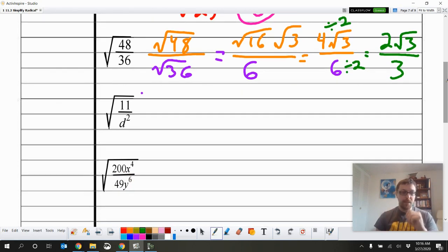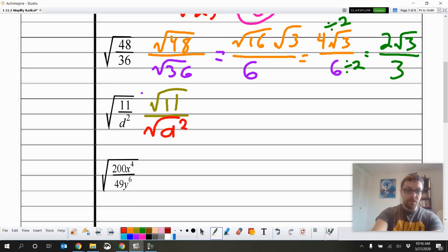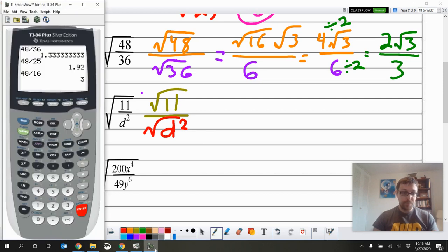Next, we've got the square root of 11 over d squared. We need to break that up into two different problems. We've got square root of 11 divided by the square root of d squared. The square root of 11, that's not a perfect square. So let's go hunting. So we've got 11. Let's see, if we do 4 squared, that's 16. That's too big. So let's check 3 squared. That's 9.